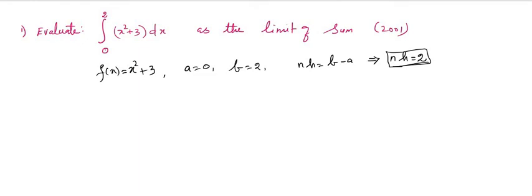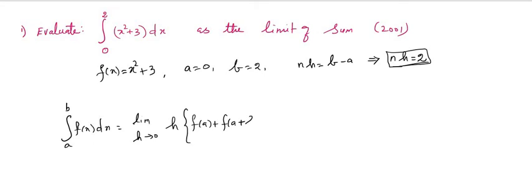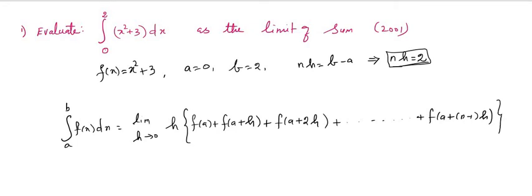Writing the formula. We know the formula to find the definite integral using the limit of a sum. That is integral a to b f of x dx. Write the formula for all the problems. Integral a to b f of x dx is equal to limit h tends to 0, h into f of a plus f of a plus h plus f of a plus 2h, till the last term, which is plus f of a plus n minus 1 h. Therefore, this is the required formula, and it is to be written for every sum.